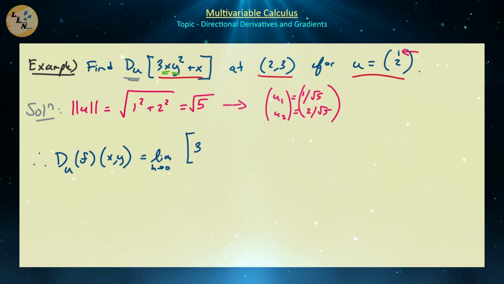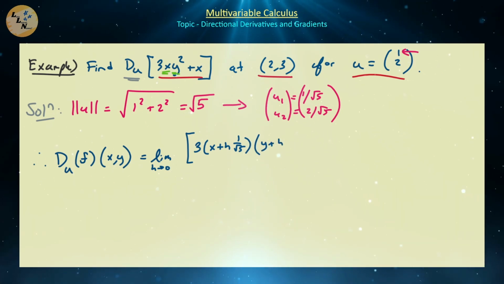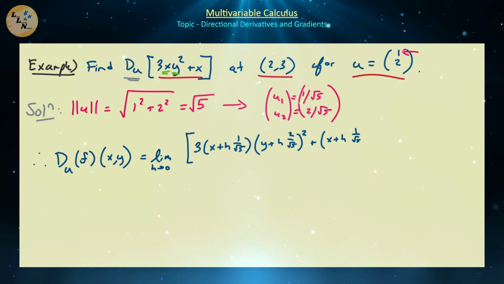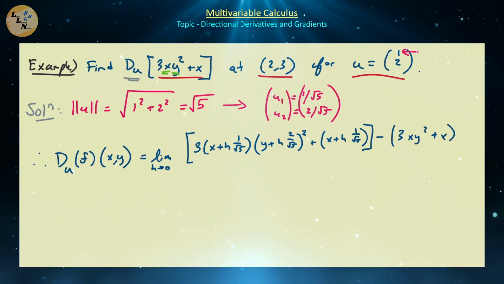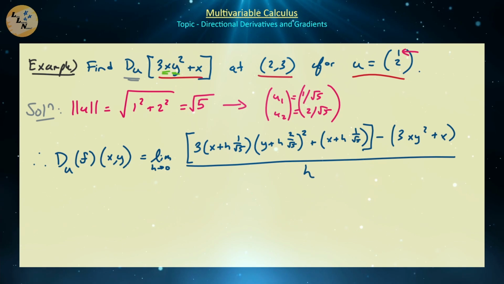So we're going to have 3 times (x plus h u1) times (y plus h u2) squared, and then we have that x at the end, don't forget that, so that's also going to be x plus h u1, and then minus f of (x, y), which is 3xy squared plus x, all divided by h.